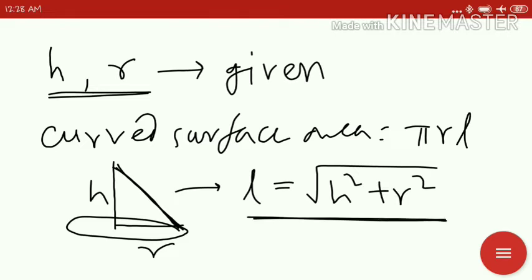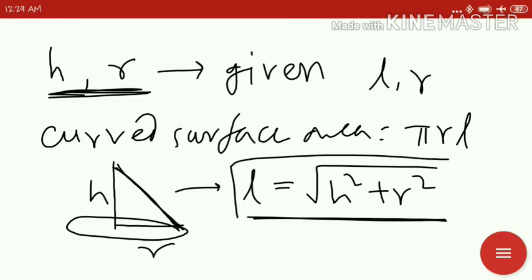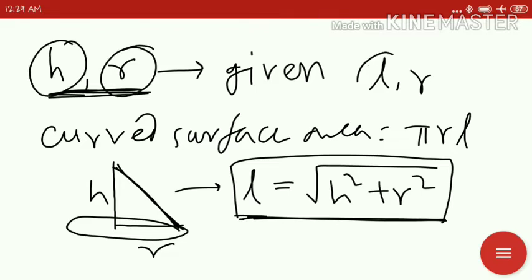Now maybe a question will be given, or maybe the problem you will face is that instead of h and r, l and r are given. You need to find out the h to find out the volume or something, or maybe directly it has been asked to find out the height. So you don't need to remember this formula exactly. If you can remember the Pythagoras theorem and then apply it, you can find out any of these three quantities, any of the unknown things you can easily find out.